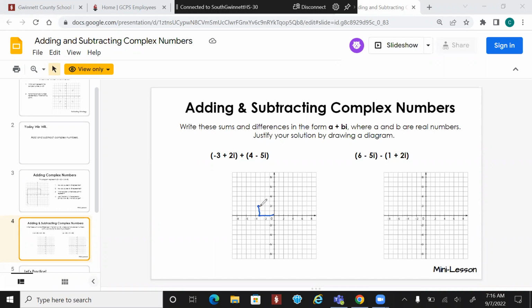And then we're going to go to the right 4. 1, 2, 3, 4. We're going to go down 5. 1, 2, 3, 4, 5. Okay. So my point should be something like 1 minus 3i. Okay. That's okay. I know those are probably tiny. Yep. You start left 3 and then up 2, right 4, down 5.